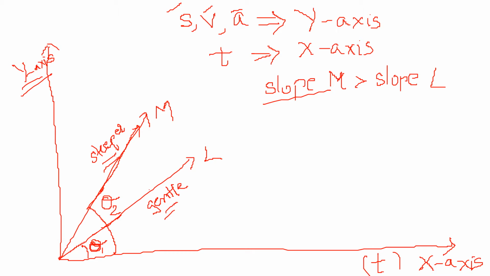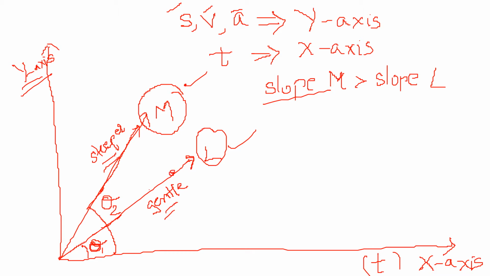Now say we are finding the slope of this line L. If we are comparing these two lines M and L, we know M has greater slope than line L because its angle is greater. Now we are supposed to find the actual value of the slope. How much is the slope? In that case, what do we do? Suppose for line L, we want to find the slope.